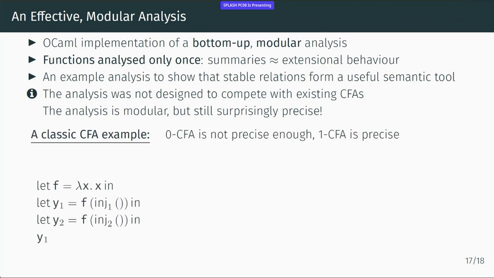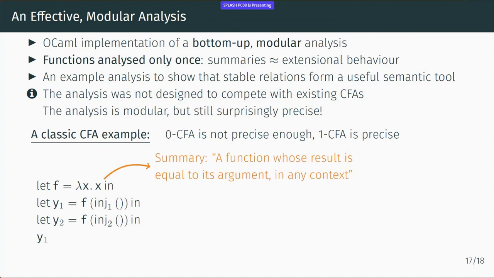So here is an example where typically you need some context sensitivity in control flow analysis for this example to get precisely analyzed. So this example is basically you take the identity function, you apply it twice on two different arguments, and then you keep only one of the results. Very simple. So how does it work from the high-level point of view with our analysis? Well, we first compute a summary of the identity function. In this case, it is very precise. It says that it is a function whose return value is exactly its argument.